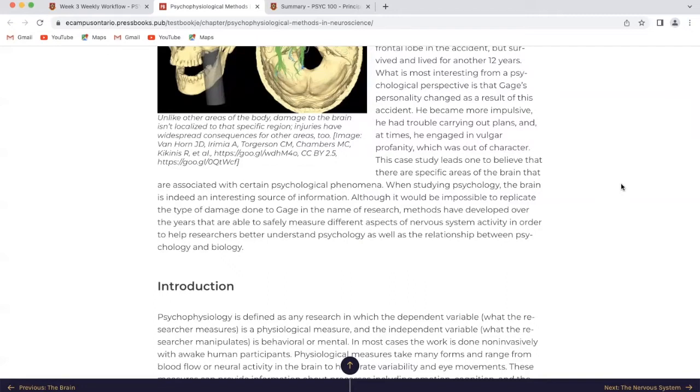When studying psychology, the brain is indeed an interesting source of information. Although it would be impossible to replicate the type of damage done to Gage in the name of research, methods have developed over the years that are able to safely measure different aspects of nervous system activity in order to help researchers better understand psychology as well as the relationship between psychology and biology.